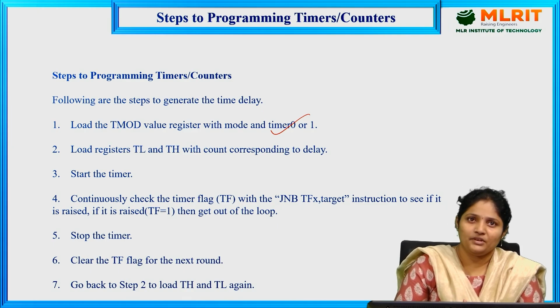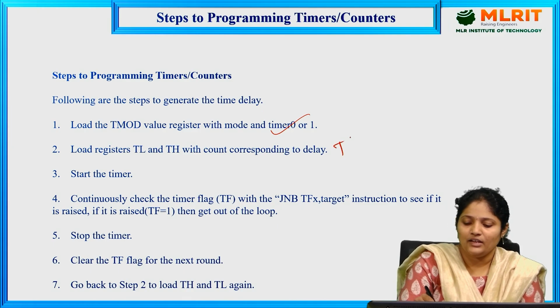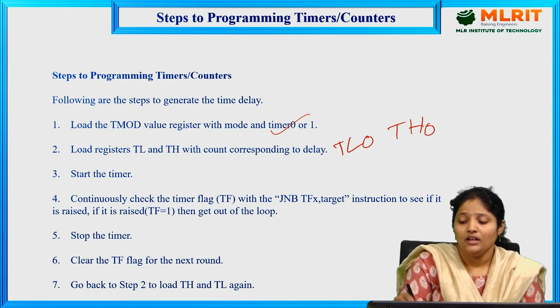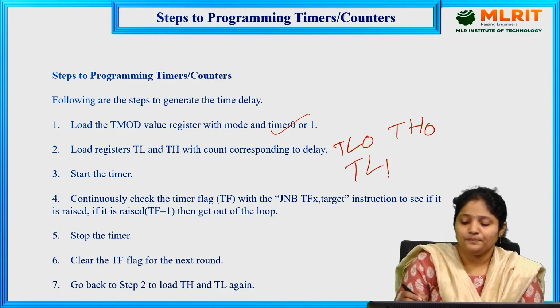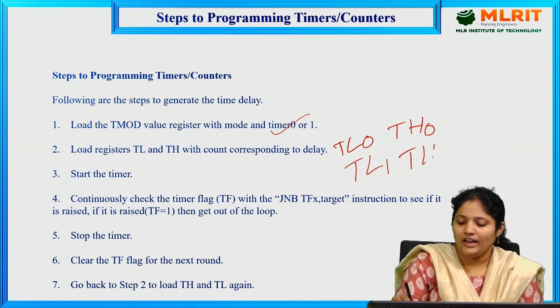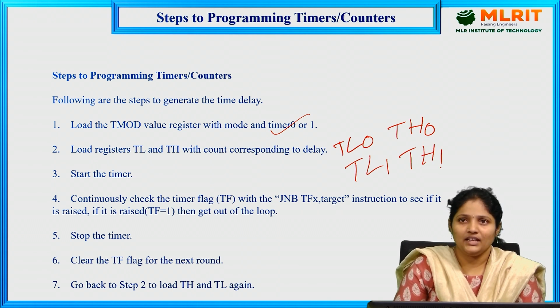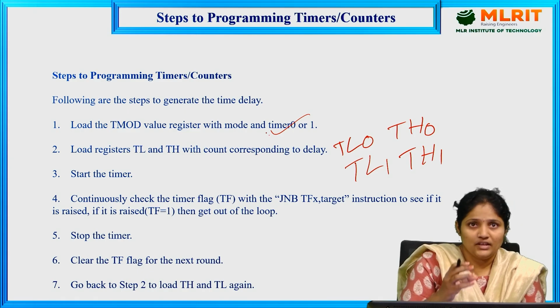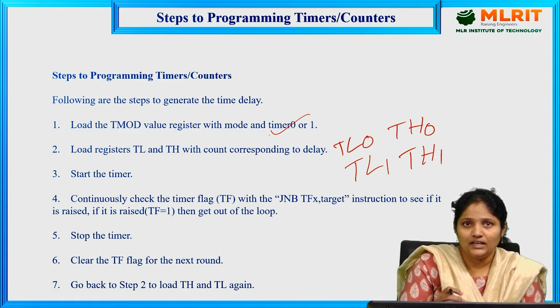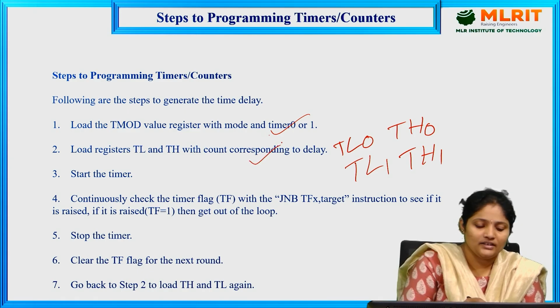of those timers. If we are using timer 0, the values are TL0 and TH0. You need to calculate before keeping the values in TL and TH registers. If we are using timer 1, then the values need to be loaded into TL1 and TH1. After giving the T mode value and TL and TH value, then only we need to start the timer.